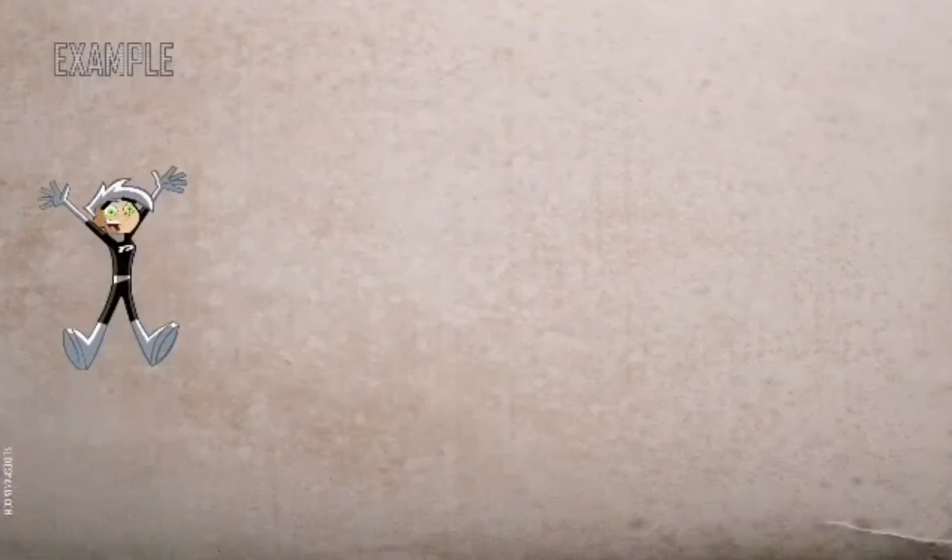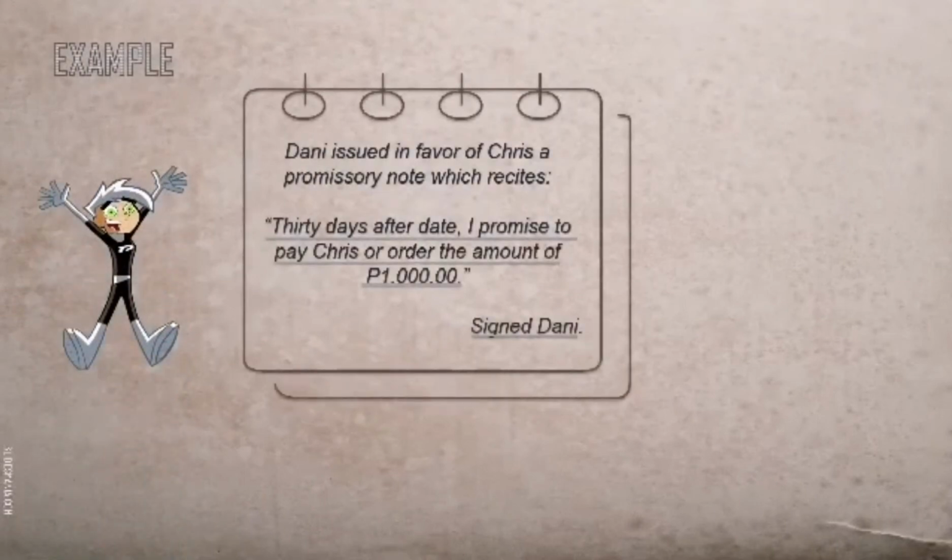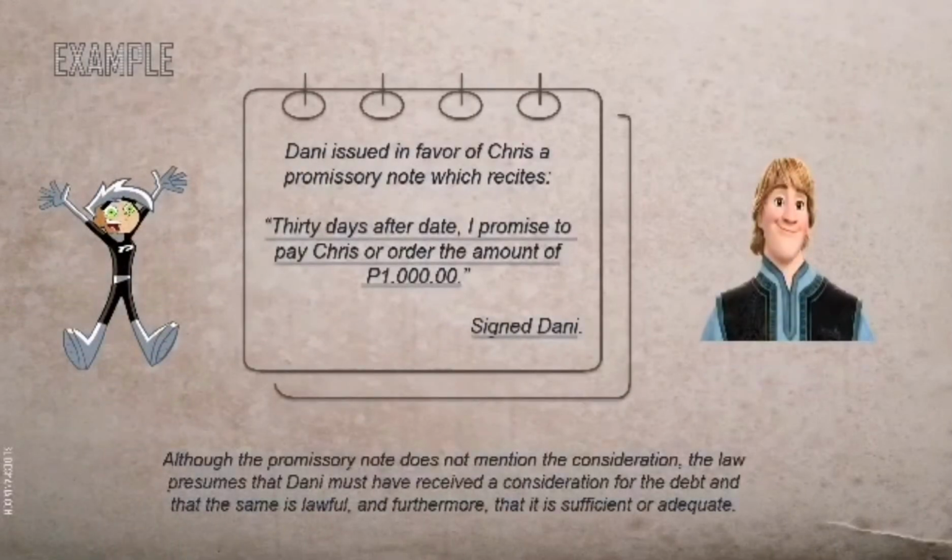For example, Danny issued in favor of Chris a promissory note which recites, 30 days after date, I promise to pay Chris or order the amount of 1,000 pesos. Signed, Danny. Although the promissory note does not mention the consideration, the law presumes that Danny must have received a consideration for the debt and that the same is lawful, and furthermore, that it is sufficient and adequate.